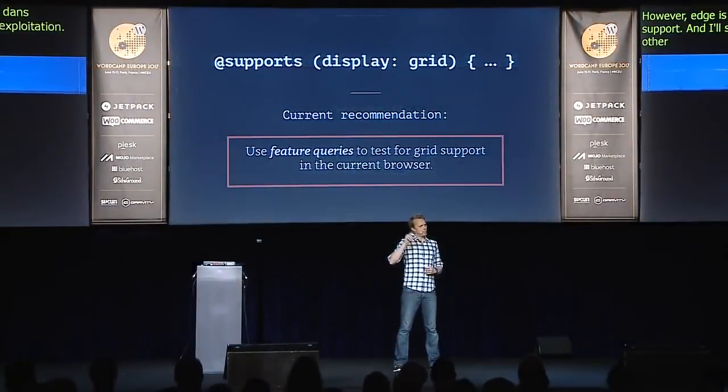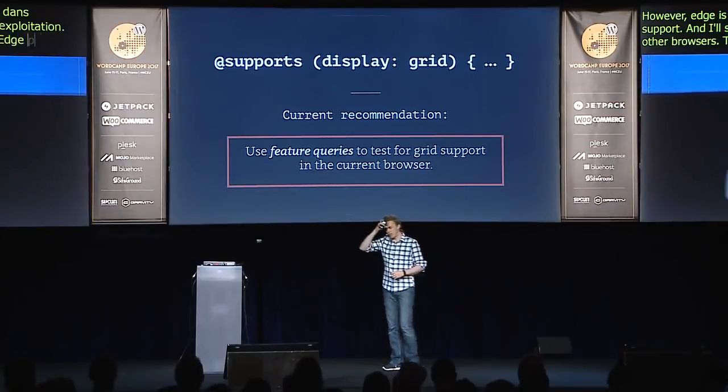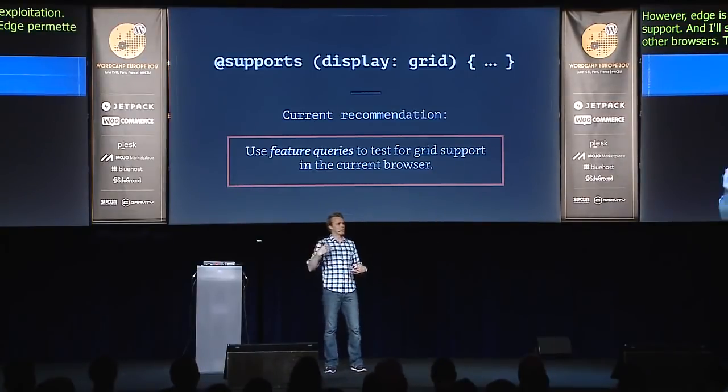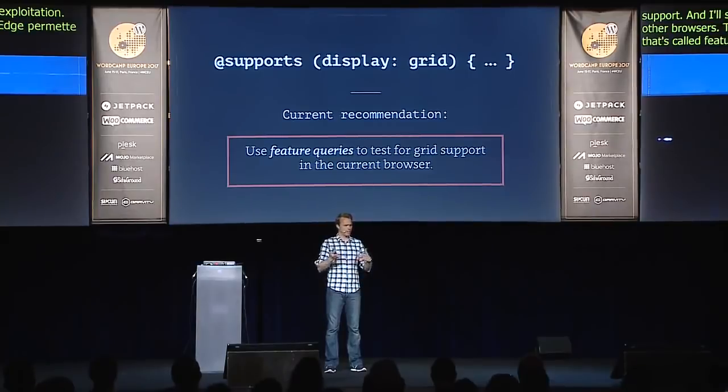There's this other thing that has nothing to do with CSS Grid that's called a feature query that we can use now to ask a browser, do you support this grid, this CSS property?